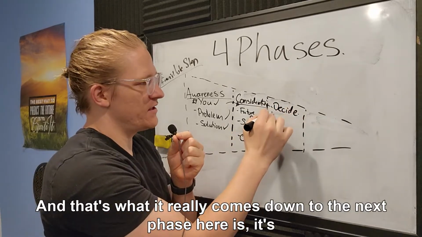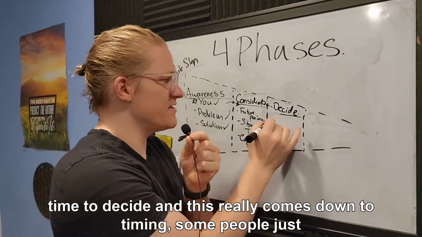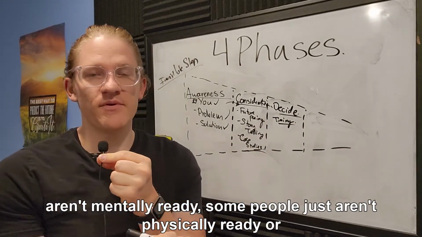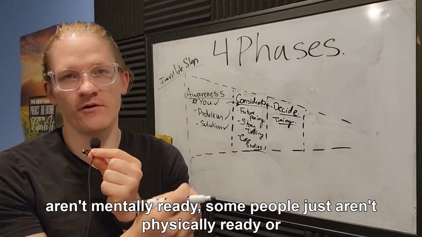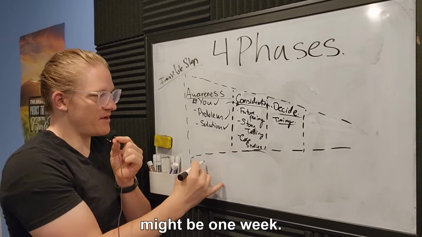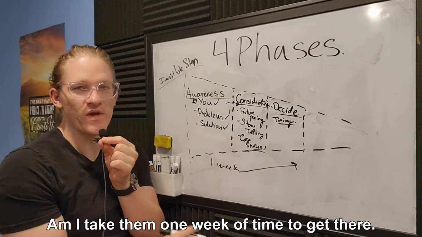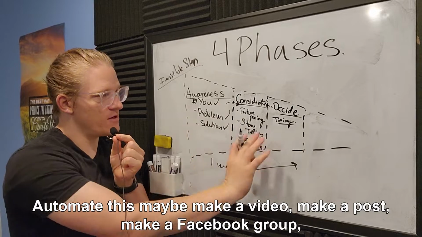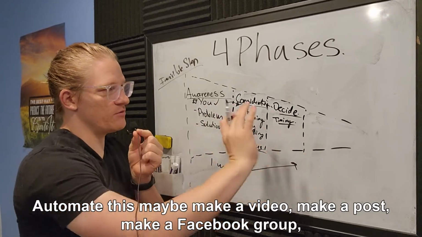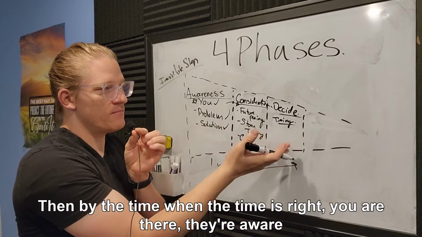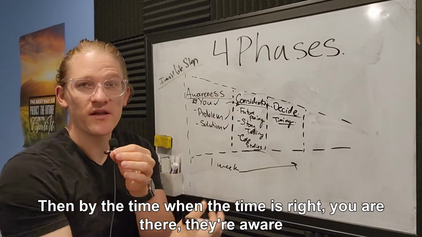The next phase here is it's time to decide. And this really comes down to timing. Some people just aren't mentally ready. Some people just aren't physically ready or financially ready to buy your product over here. And so maybe this might be 1 week. It might take them 1 week of time to get there. But the cool thing is, if you automate this, maybe make a video, make a post, make a Facebook group, make an email sequence, whatever it is, then by the time the time is right, you are there.